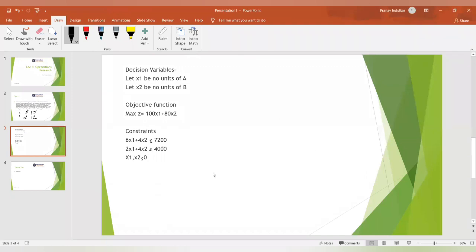Okay. Is that clear to all? Let's move to the further part of the sum. Okay, how do we solve this further part?